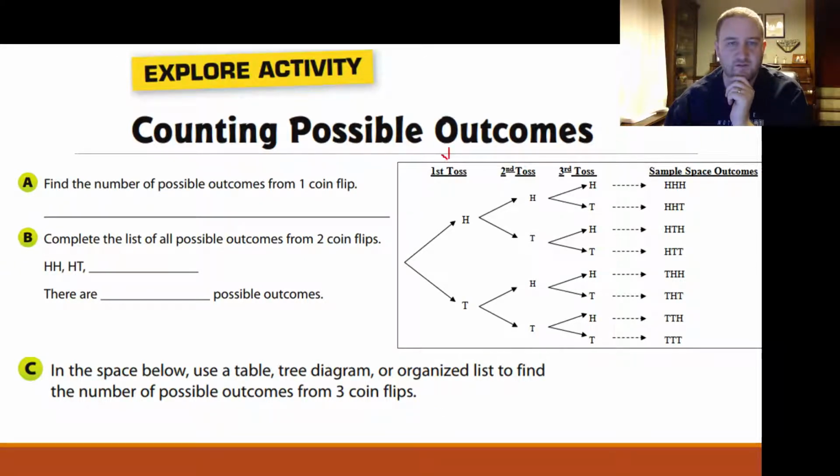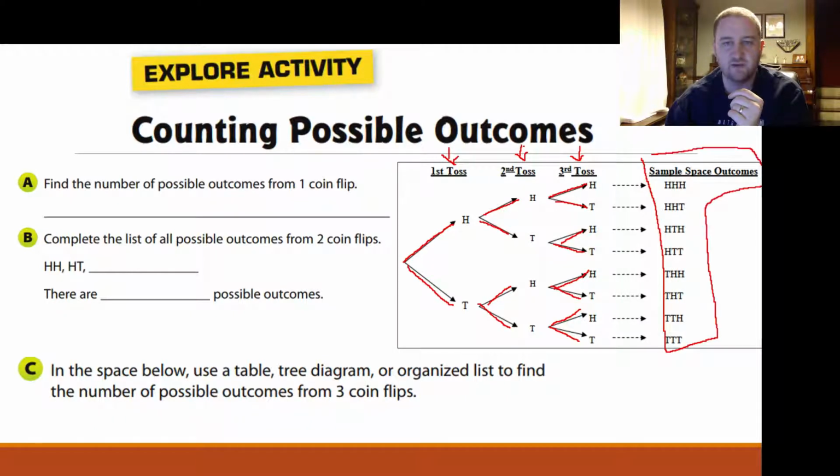So here's our first toss, here's our second toss, and here's our third toss. First toss we get heads or tails. Now branching off from each of these, we could also get heads or tails on our second toss. Okay, and then our third toss, again, the number of outcomes doesn't change on the third toss, it's still heads or tails. So we're going to go heads or tails, heads or tails, heads or tails, heads or tails. This is a list, this is our sample space then of all of our possible outcomes, right?